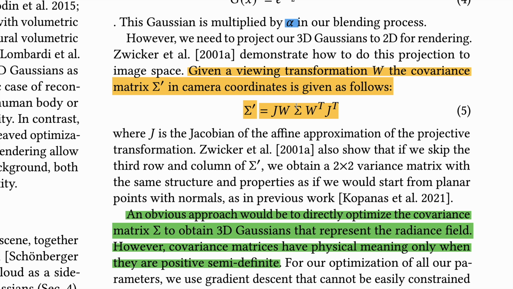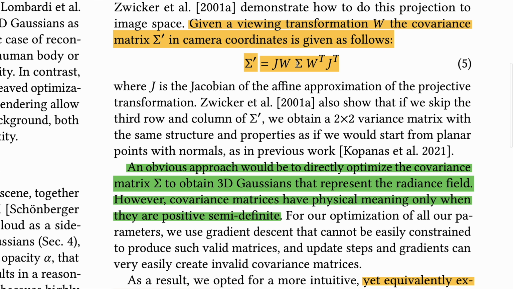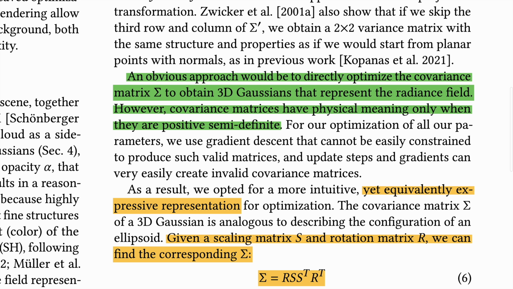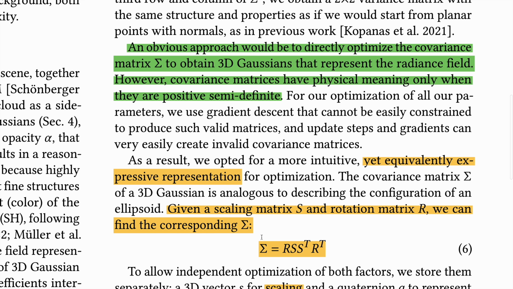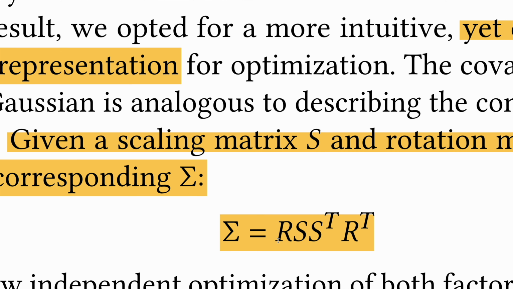So what we might want to do is just to optimize those parameters directly. But the thing is that in physics, or in the world, a covariance matrix only has a physical meaning if it's positive semi-definite, okay? So if I just optimize an unconstrained covariance matrix, it might not be positive semi-definite. So what they do is a specific parametrization of the covariance matrix so that it will be positive semi-definite, okay? And I can do that by optimizing a scale parameter and a rotation parameter.